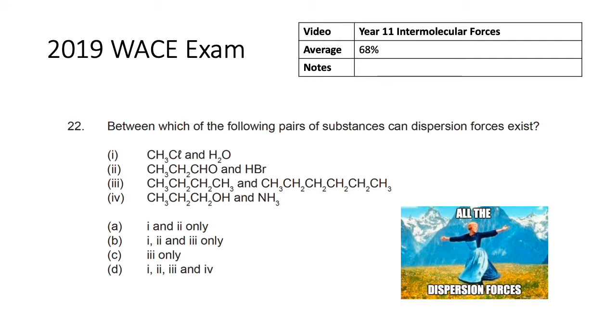Between which of the following pairs of substances can dispersion forces exist? Dispersion exists everywhere, so therefore it's all of them. Okay, even with ionic substances and metallic substances, you're going to still have dispersion forces.